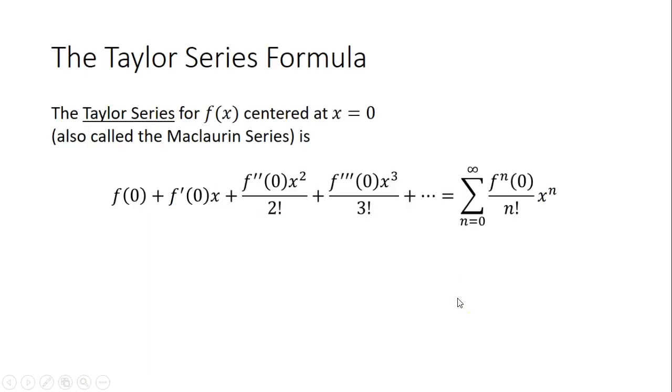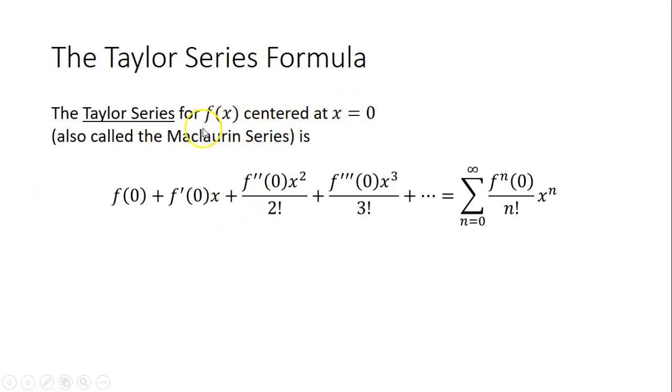So in general, this is the formula for the Taylor series. The Taylor series for f of x centered at x equals 0 is also called the Maclaurin series. Maclaurin is specific for the center at 0. So sometimes AP will say, find the Maclaurin series. You have to know that means they want it centered at 0. We're going to see an example of one centered at a different value in a second as well.